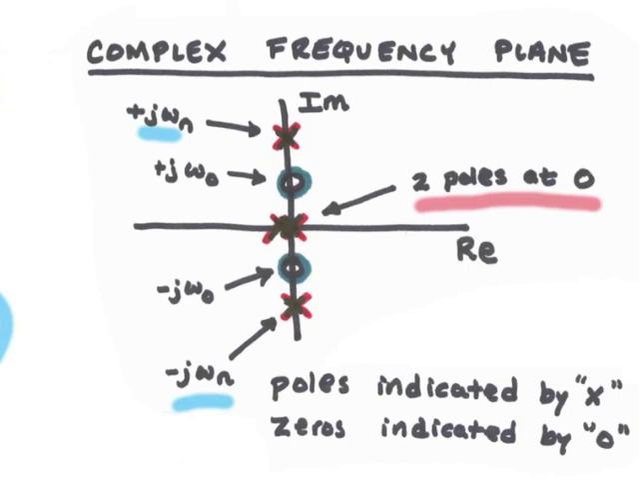The transfer function had 2 poles at the origin, which we referred to as rigid body poles. It also had 2 poles on the imaginary axis at plus and minus j omega n. These were the flexible mode poles. Finally, this transfer function had 2 zeros, also on the imaginary axis, at plus and minus j omega naught.